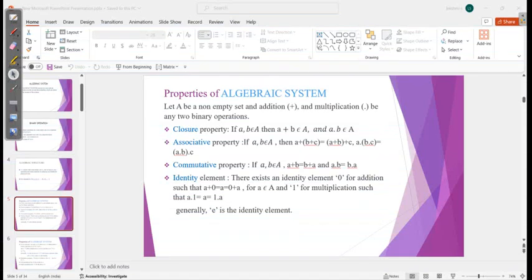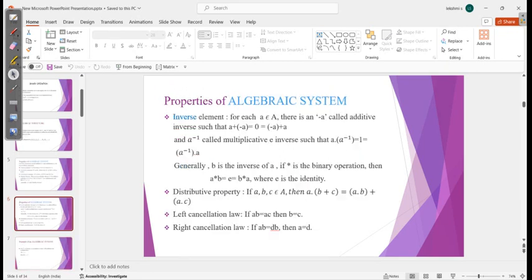So in the previous video we had discussed the algebraic system and its properties. Let A be a non-empty set with addition and multiplication as two binary operations. So which are the properties of algebraic system? Closure property, then associative property, commutative property, existence of identity, then existence of inverse element.